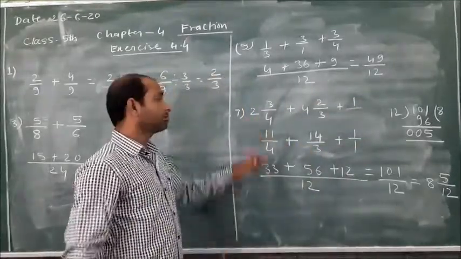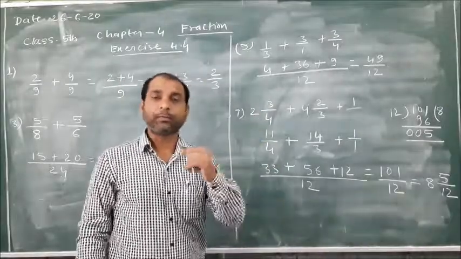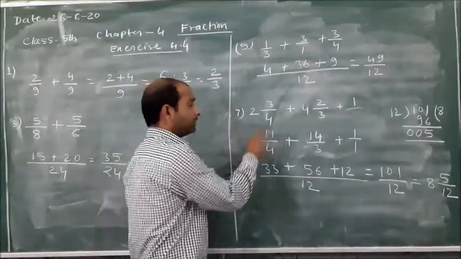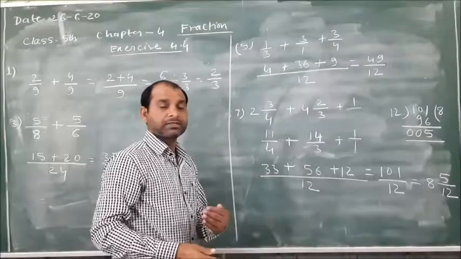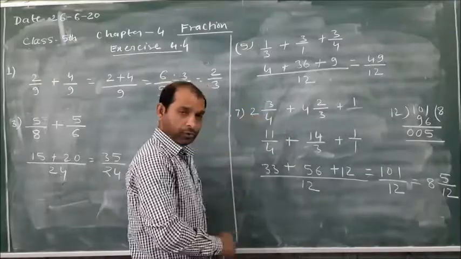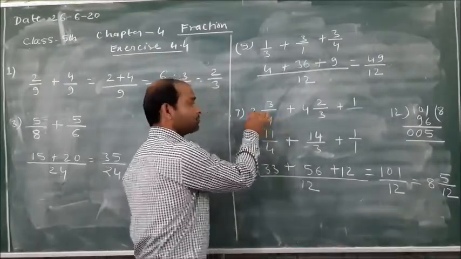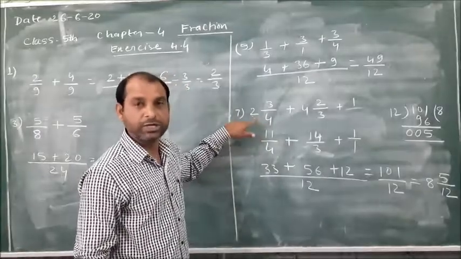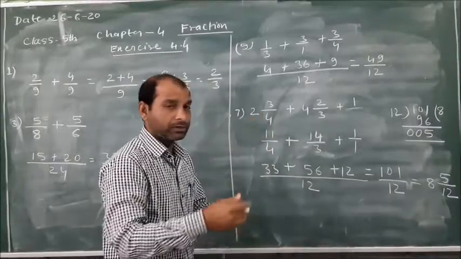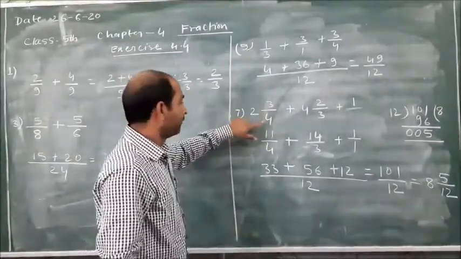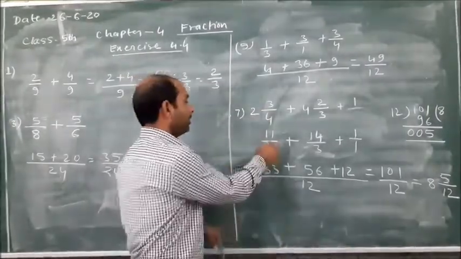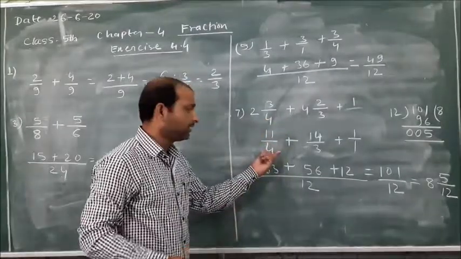First we convert the mixed fraction into an improper fraction. How do we convert it into an improper fraction? We multiply the denominator and the whole number. The whole number is 2 and the denominator is 4. So 4 multiplied by 2 equals 8. After the product, 8, we add the numerator. 8 plus 3 equals 11. 11 upon the denominator, which is 4. So we write here 4.